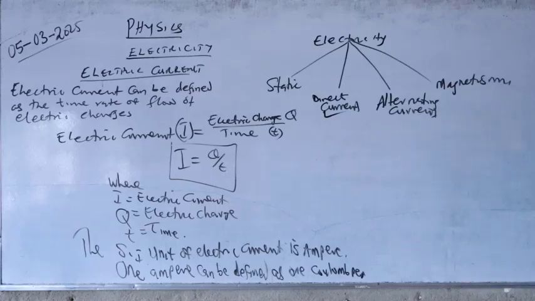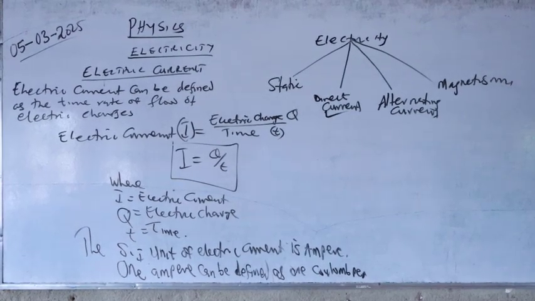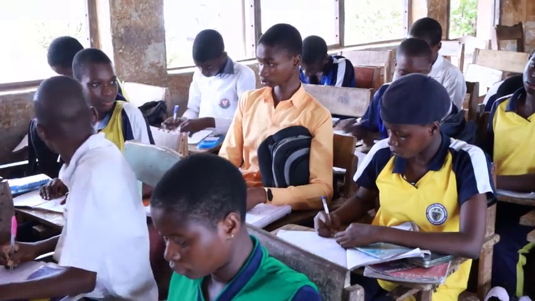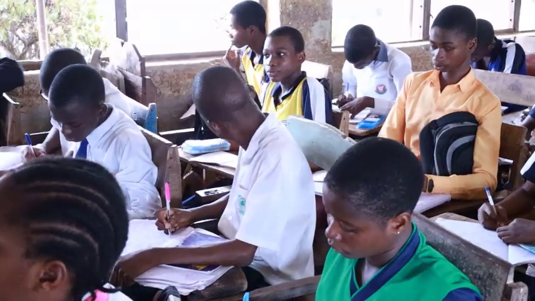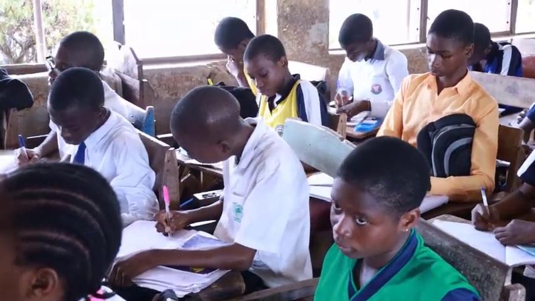Devices that can be used to measure electric current. How many of us know devices that can be used to measure electric current? What are the devices that can be used to measure electric current? Yes, right. Louder, ammeter. Good. What other instruments can be used?